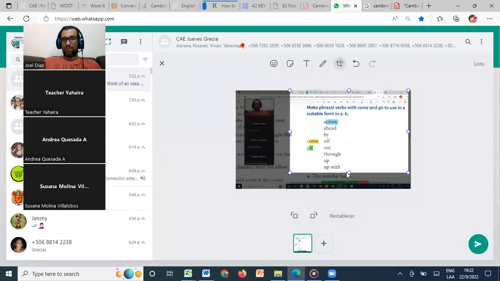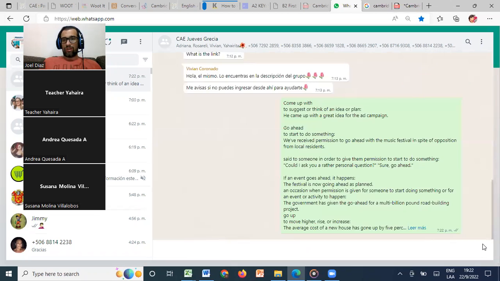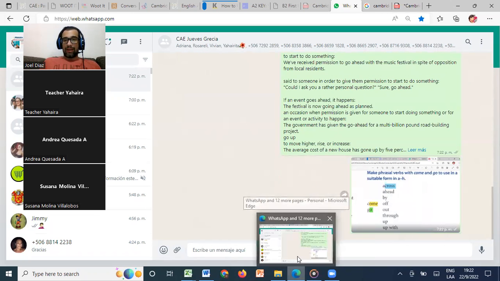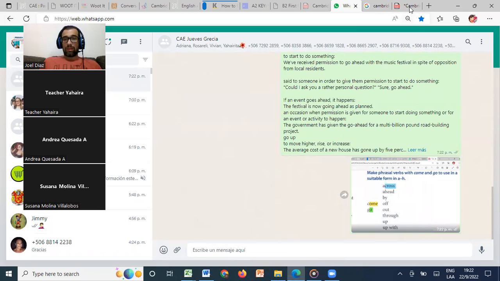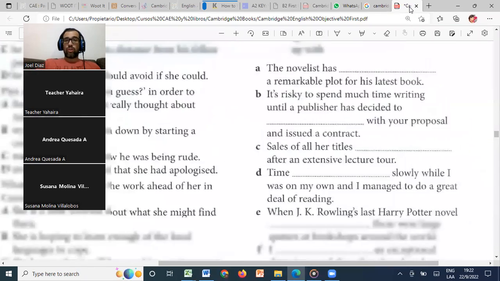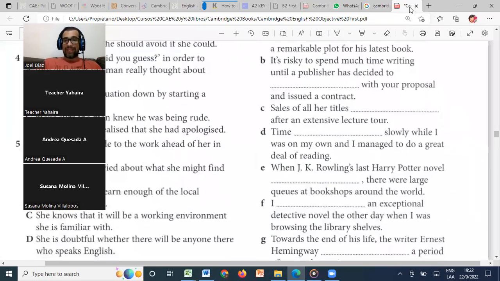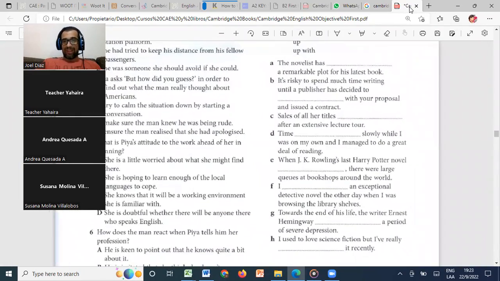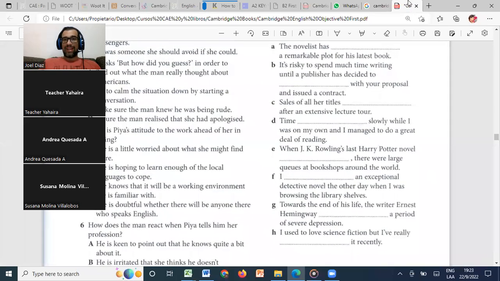Okay, so these are the verbs that I want you guys to use, the ones that we just saw. So let's try to complete these sentences with these verbs, okay? From A to H. I can give you maybe 2 or 3 minutes, and then we can check them and see how it goes.